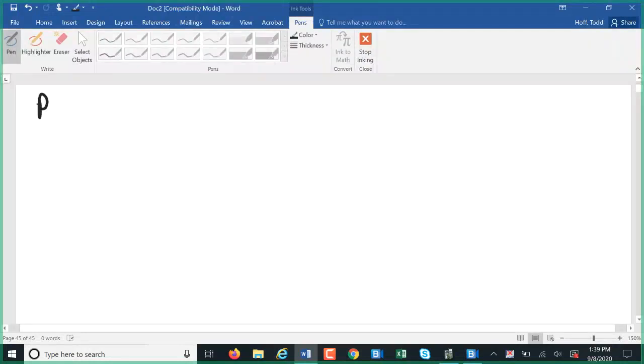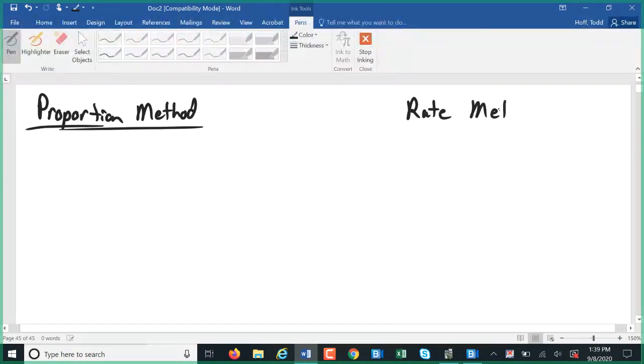So we're going to first talk about the proportion method. Now I'm going to note here that I'm leaving the right side of my page blank on purpose, because we're going to come back and redo all of the problems that we do here, or at least most of them, using another method called the rate method.